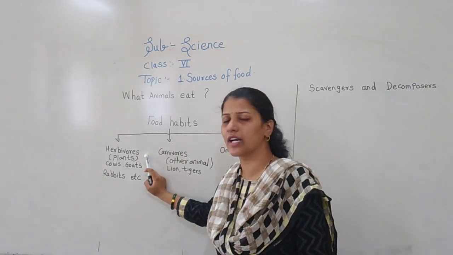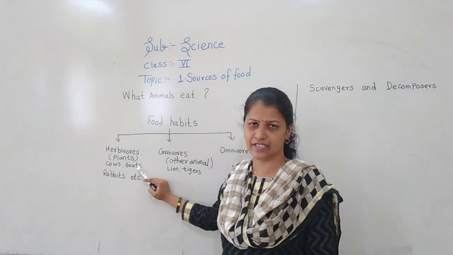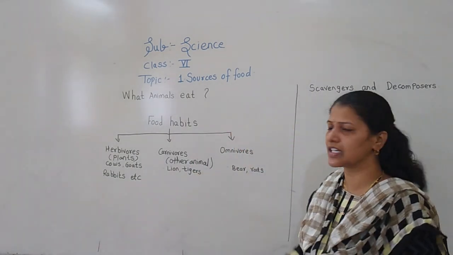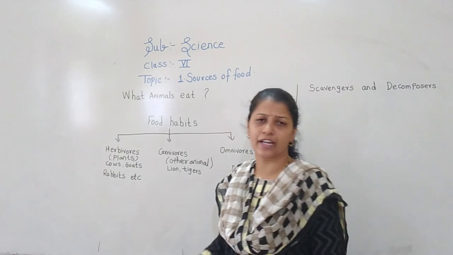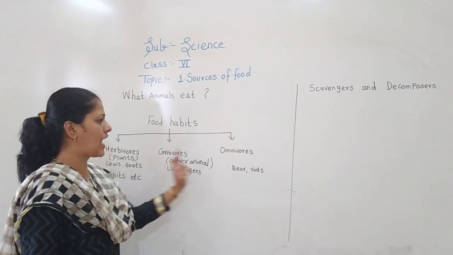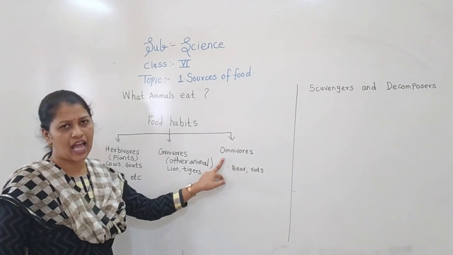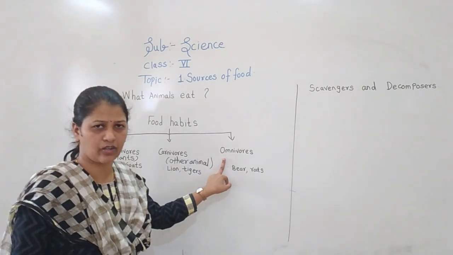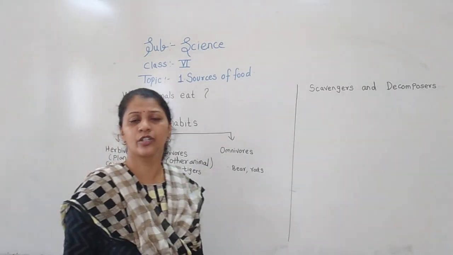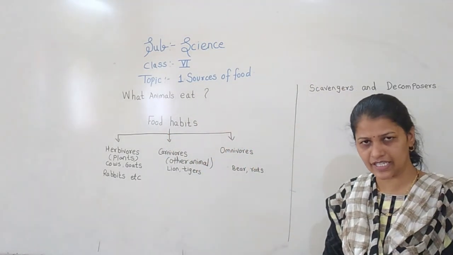Herbivorous means what? The organisms which eat only plants, they are called herbivorous. Carnivorous means the organisms which depend on other animals for food, they are called carnivorous. And omnivorous means the organisms which eat both plants as well as other animals, they are called omnivorous. For example, deer, rat, human being. Are you getting this? These are the examples. Have you understood this?